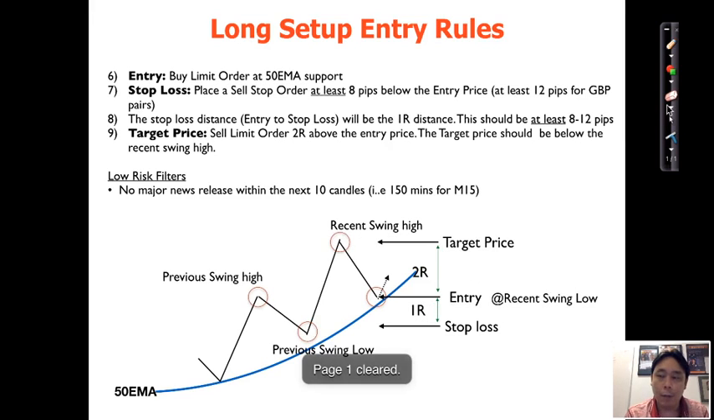Now, there are a few more things I'd like to mention about this particular strategy in placing orders, which is this. So again, I mentioned that the stop loss should be at least 8 to 12 pips away. It doesn't have to be 8 or 12, it could be more than that, right?